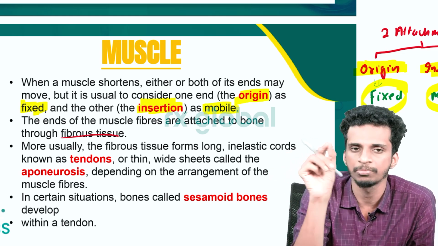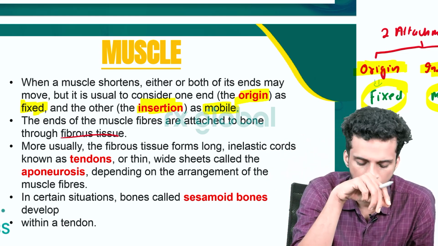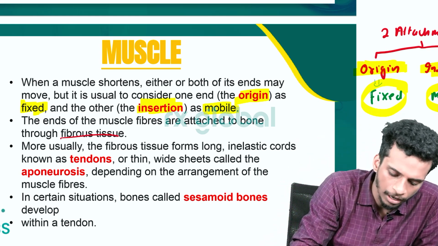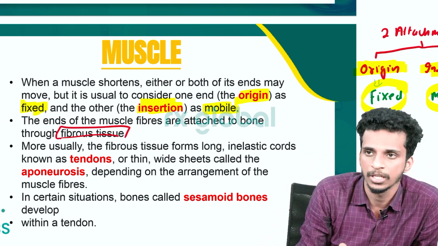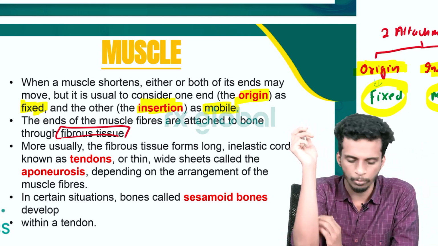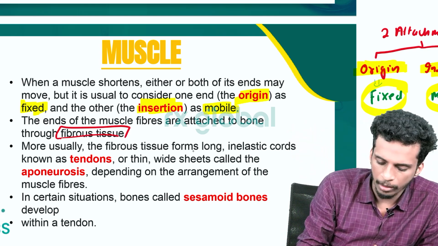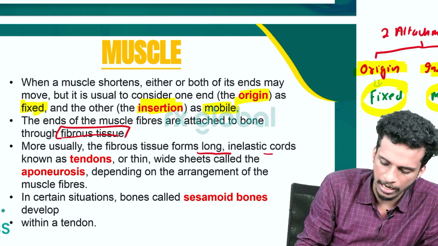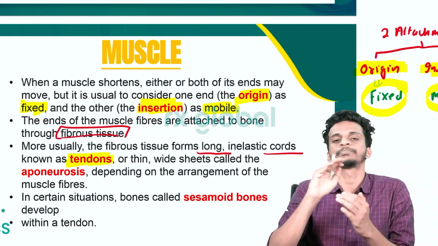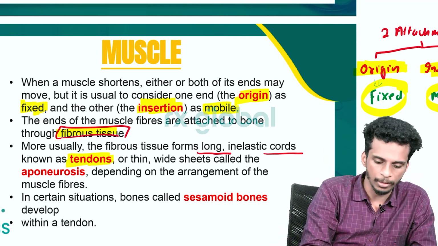The point of attachment between muscle and bone is called the attachment. So how are muscle and bone attached? It is through certain fibrous tissue, and we have names for these fibrous tissues. Fibrous tissue helps in the attachment of a muscle to a bone. Usually the fibrous tissue forms long inelastic cords known as tendons.